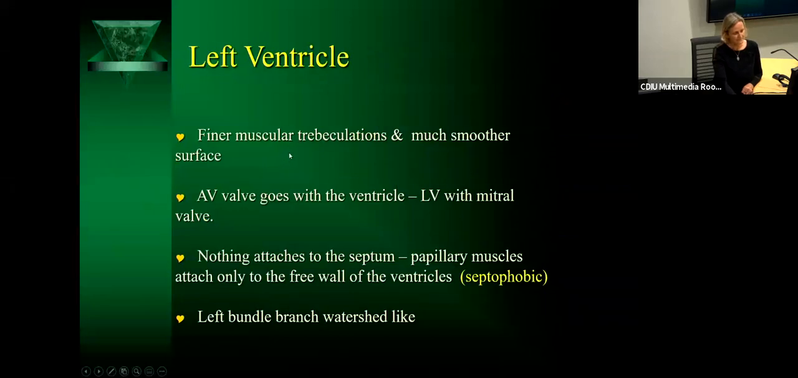In the left ventricle, again, if one of the hearts here on page 4 were opened up, that would be the inflow from the left atrium to the left ventricle. And you'd note that it's all quite smooth in comparison to the right ventricle. Again, the AV valve goes with the ventricle. So the left ventricle is on the left side and the mitral valve is on the left side. And as we said, it's septophobic. The papillary muscles are only attached to the free wall.